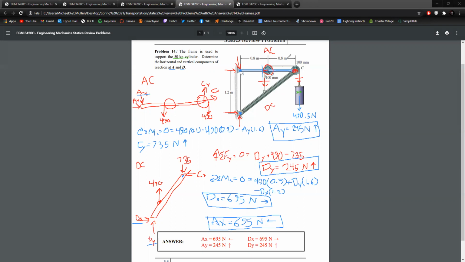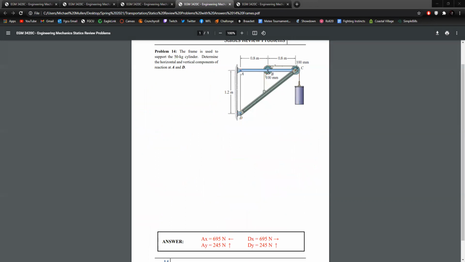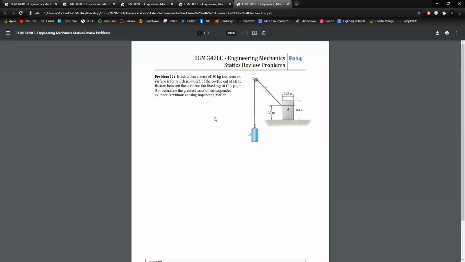And now finally, we have one more problem. We're going to clear all drawings. We have one more problem. Come on, mouse. There we go. And it's this one, problem 13. Now, this problem is going to involve tipping and slipping and belt friction.